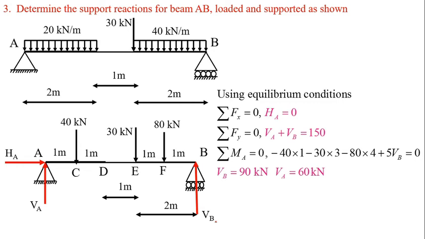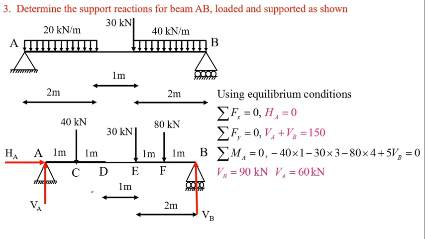Now, the third problem: determine the support reactions for beam AB loaded and supported as shown. Here the beam is supported on a roller at B and a hinge at A, and the beam is carrying a uniformly distributed load over some portion and one point load and again a uniformly distributed load. So, this is the given beam.